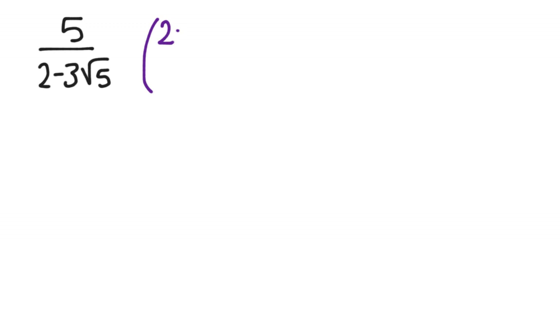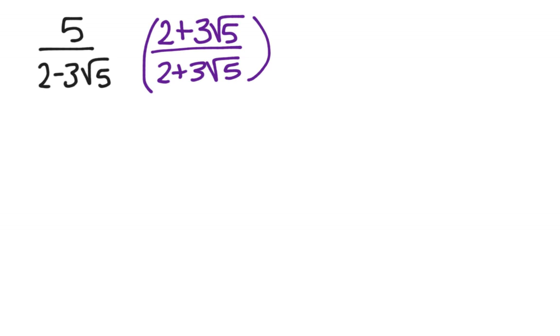Let's do another one. I have 5 over 2 minus 3 radical 5. Again, there's that pesky radical in the denominator again. We are going to multiply numerator and denominator by the conjugate, 2 plus 3 radical 5, again over 2 plus 3 radical 5. Got to distribute. 5 times 2 is 10. 5 times 3 radical 5 is 15 radical 5.